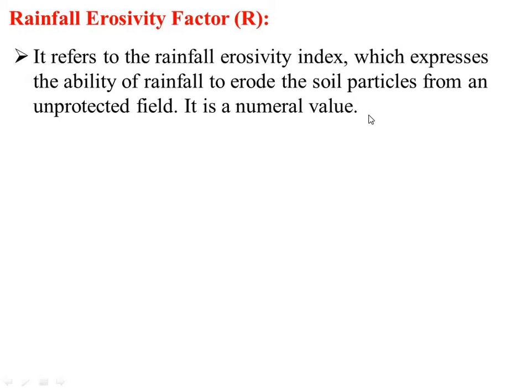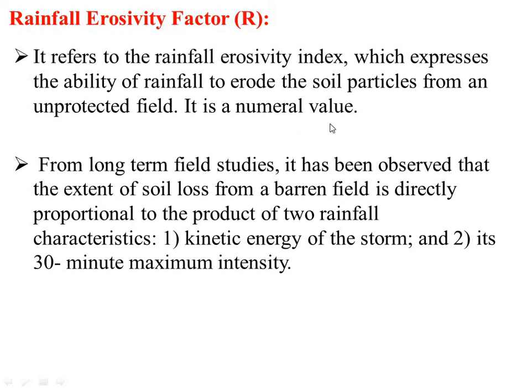From long-term field studies, it has been observed that the soil loss from a barren field is directly proportional to the product of two rainfall characteristics. The first one is the kinetic energy of the storm, and the second is its 30-minute maximum intensity. We also saw that it is the raindrop impact which is the major factor behind the detachment process. So that is the intrinsic capacity of the rainfall to cause soil erosion. That simply means starting the detachment process, which obviously depends on the kinetic energy and intensity of the rainstorm. That is referred to in terms of rainfall erosivity, and it is expressed as the product of the kinetic energy of the storm and the maximum 30-minute intensity of the storm.